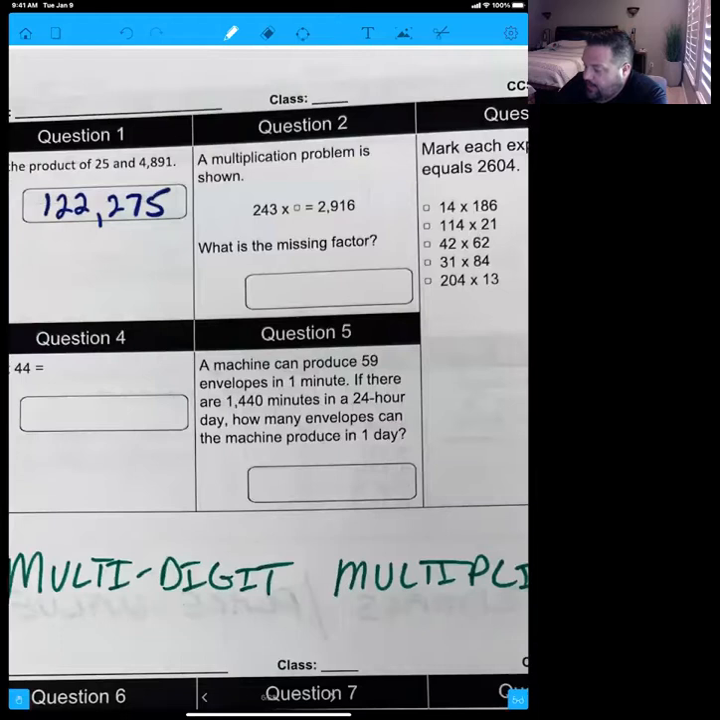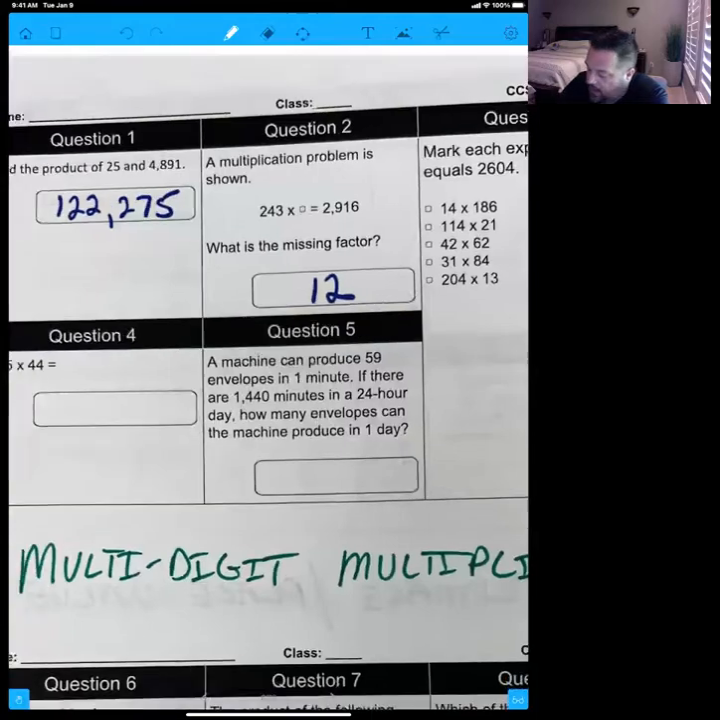It wants to know what factor's missing. You could use a quick estimate to get close. You could use division. If you did 243 times 10, that would give you 2,430. So you know your answer is bigger than 10, right? You would add 243 to it a couple times, but you should have got 12 for this one. The good news is on your test, they'll give you the choices. So you just have the choices to try, right?